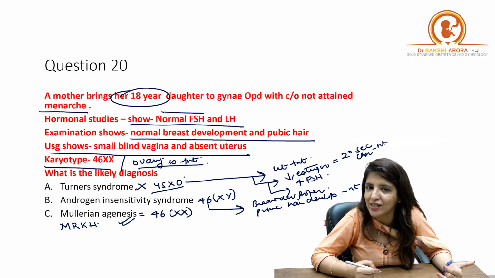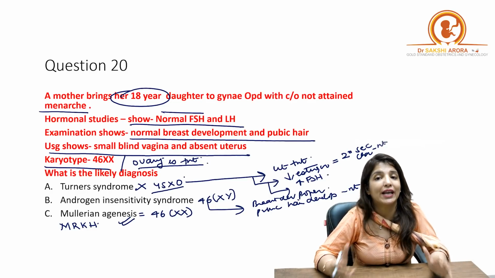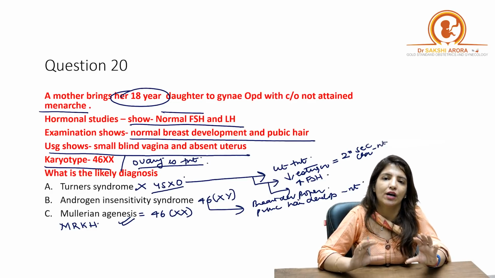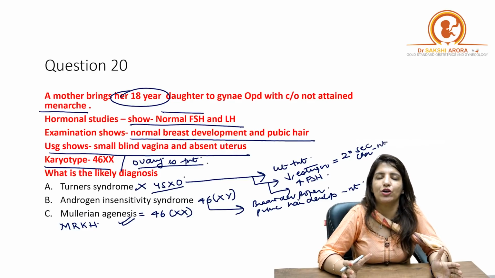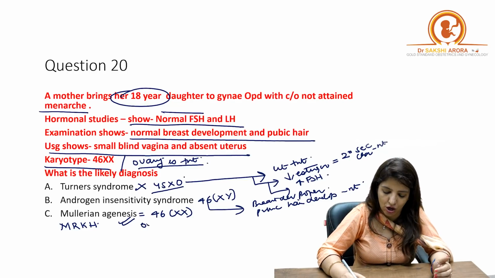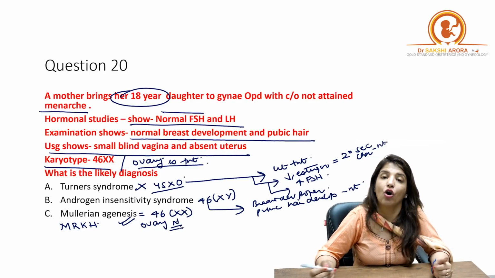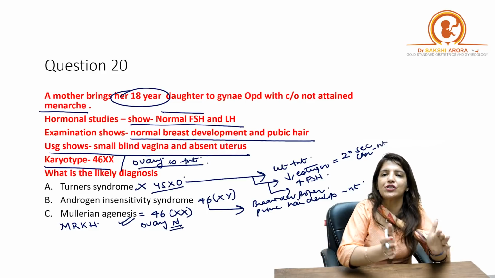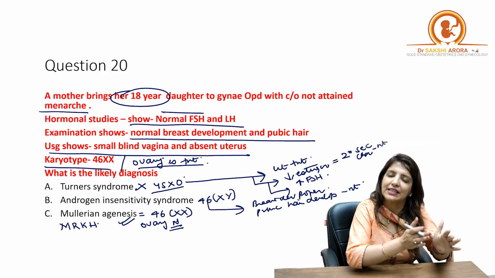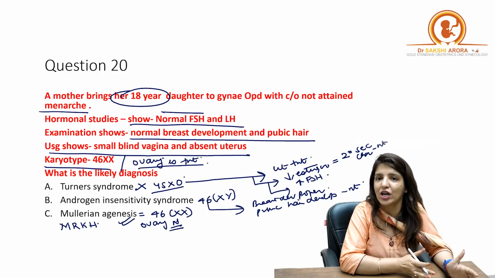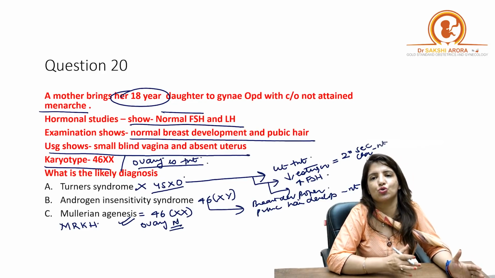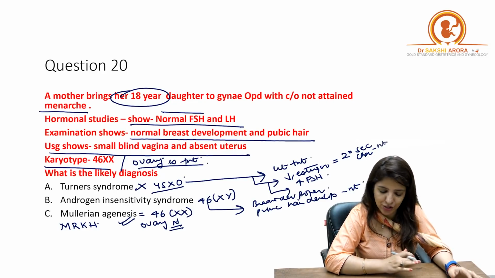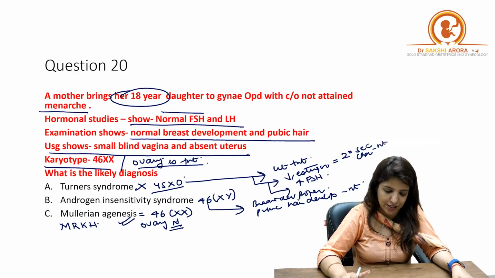In Mullerian agenesis, because the Mullerian ducts are absent, the genital ridge is absolutely normal, and because the genital ridge is normal, ovaries are normal, right? And because ovaries are normal, estrogen is normal, and because estrogen is normal, secondary sexual characteristics are normal, and that is why the levels of FSH are also normal, because estrogen is normal, right? So it is a case of Mullerian agenesis.